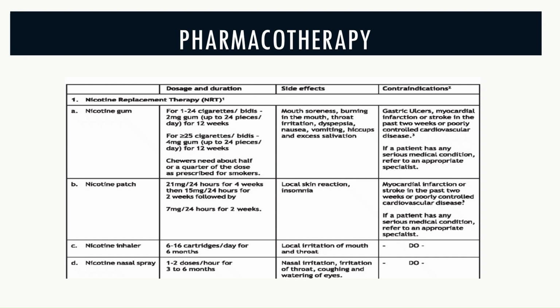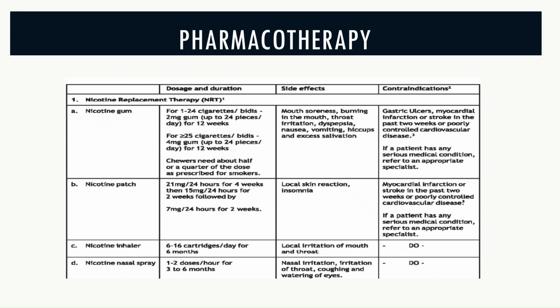Nicotine patches provide continuous nicotine delivery through the skin. The usual regimen starts with a 21 mg patch for 4 weeks, followed by 15 mg for 2 weeks, and then 7 mg for another 2 weeks. Common adverse effects are local skin reactions and insomnia. Patches are contraindicated in patients with recent myocardial infarction, stroke, or unstable cardiovascular disease.